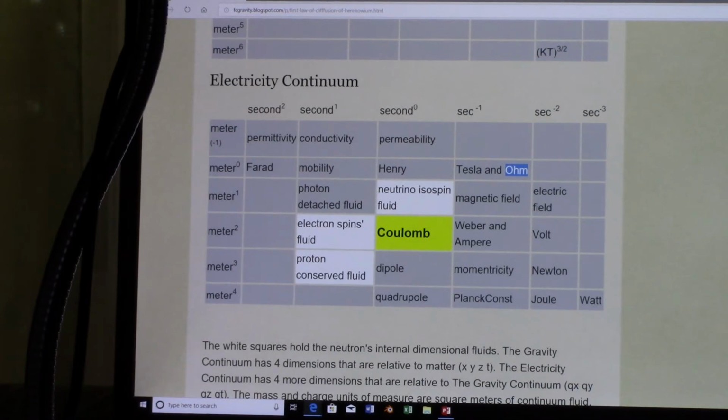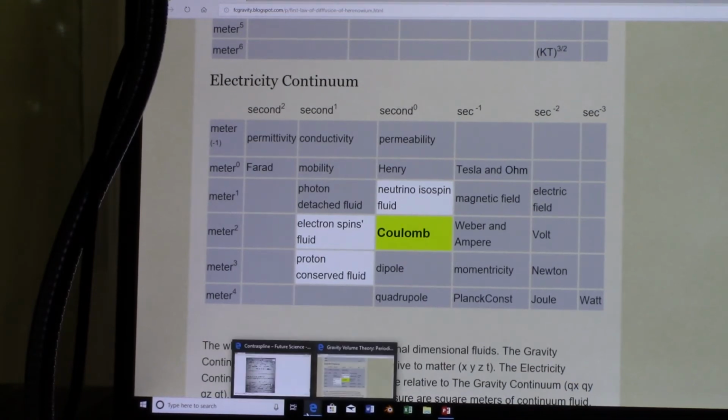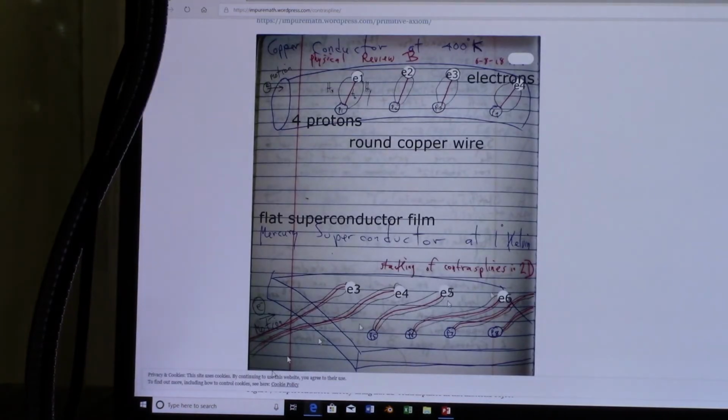Collisions per second is one first guess that I made, but the new theory is saying that electron pairing is what's going on here, which is important, and that is going into the theory shown in this picture. On top is a conductor of copper, and on the bottom is the flat superconducting film, like mercury at 1 degree Kelvin. And in the top we see ordinarily the copper is holding electrons marked E1 through E3, and those are paired with protons P1 through P3.